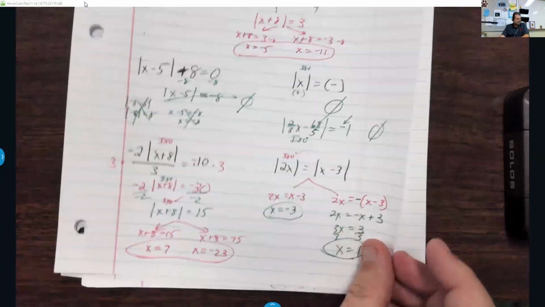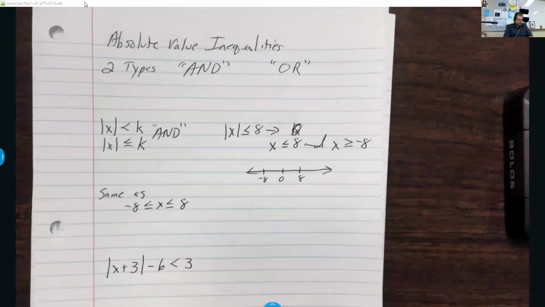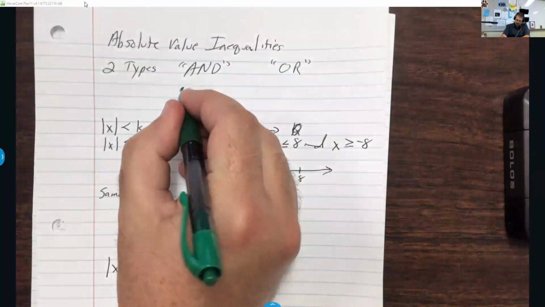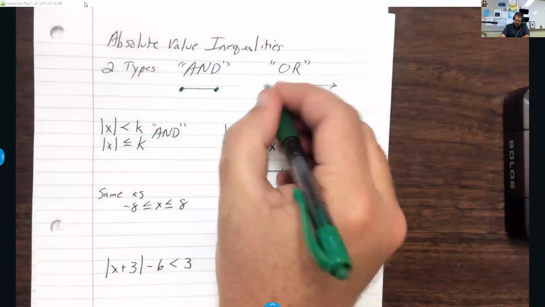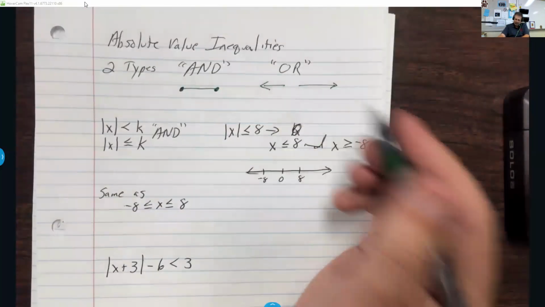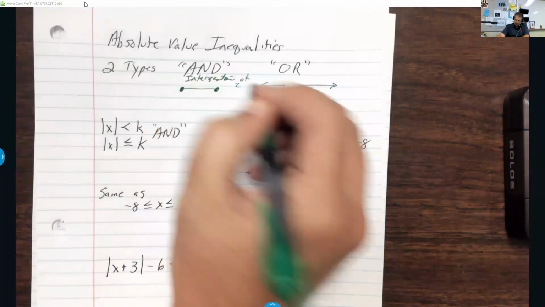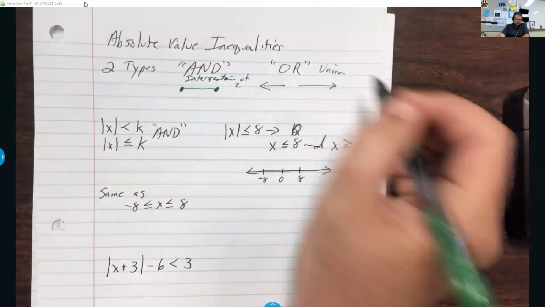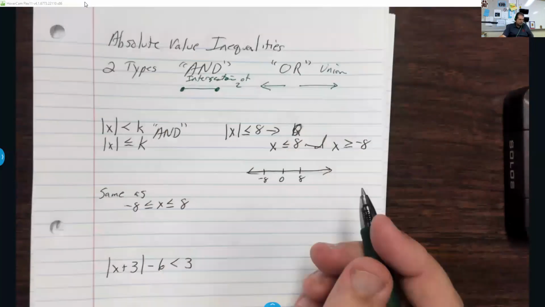Okay. So that's equations. So let's go to inequalities. So how do I deal with absolute value inequalities? Well, there's two types. There's and problems and there's or problems. Okay? And problems tend to be segments. Or problems tend to be two rays. Okay? And we consider and as the intersection of two. Or is the union. Okay, which means you're putting all the answers together. The intersection, what they have in common; the or is just all the answers put in one.